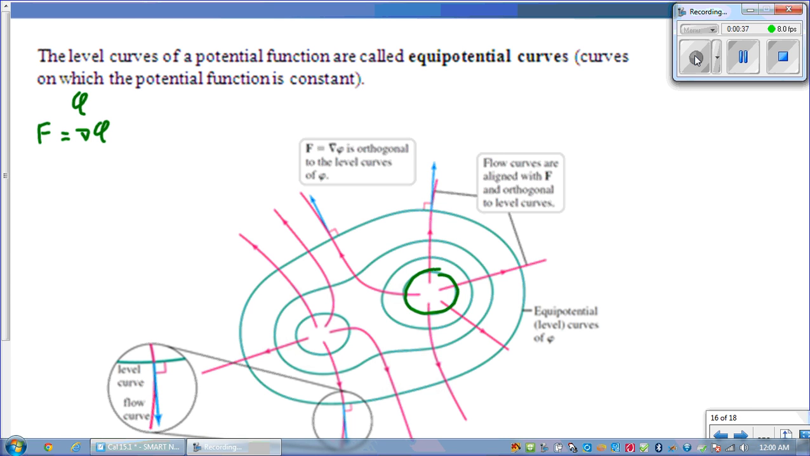Remember that gradients are orthogonal to level curves. So if we're trying to graph this vector field, the vector field is made up of gradients of that potential function. So the gradient will be orthogonal to the level curve. So the gradient, which is representing the flow of these vectors in the vector field, will be orthogonal to all those level curves. And the level curves are called equipotential curves. So all these in green are equipotential curves. Each one represents a constant value for the function phi.